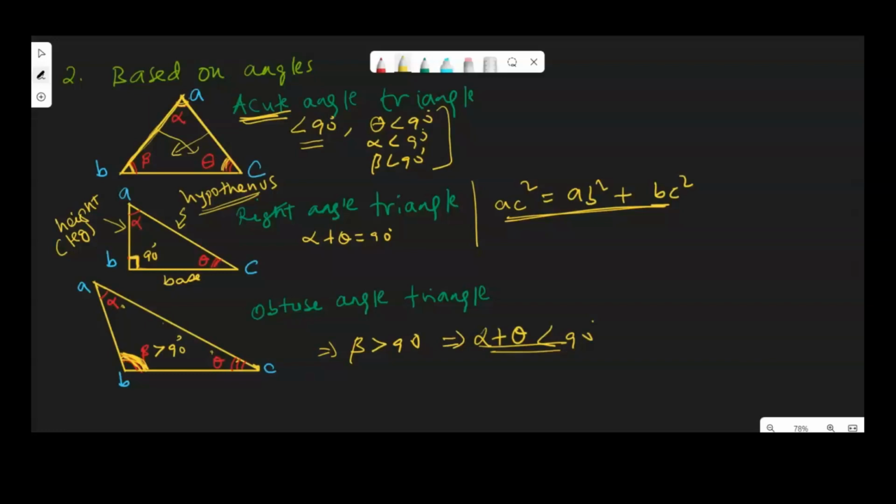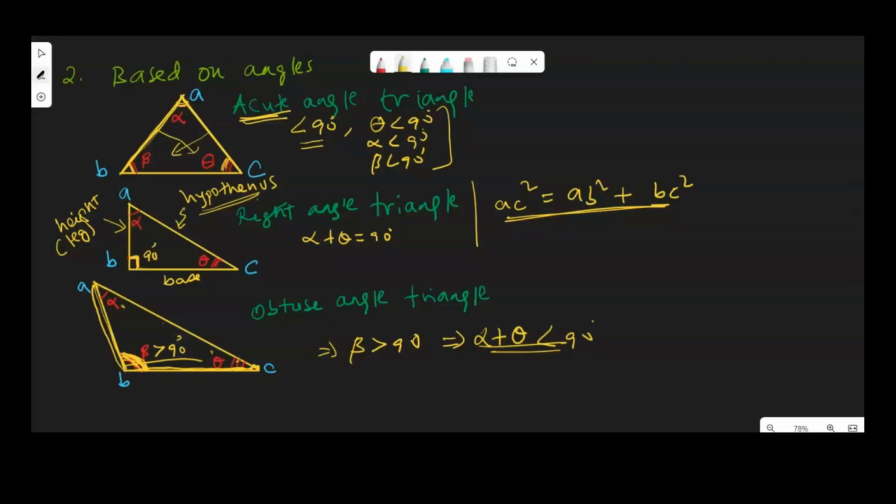So an obtuse angle triangle can be a scalene triangle, which means it may have different sides. All three sides can be different, which is scalene. Or it can be an isosceles triangle. That means this side and this side, which means AB and BC, can be equal. But it cannot be an equilateral triangle, because in an obtuse angle triangle one of the sides is the longest side, so it cannot be equilateral.